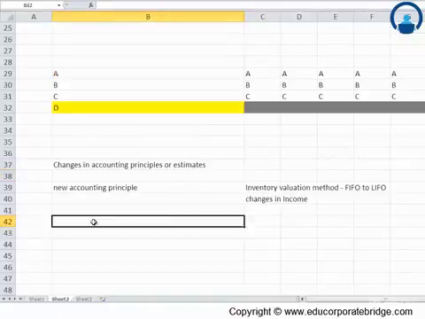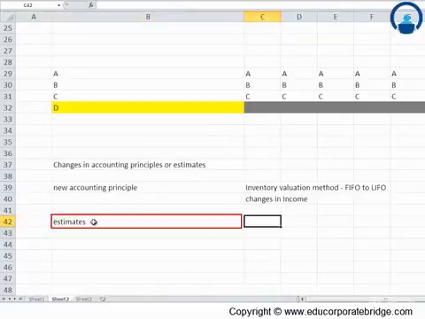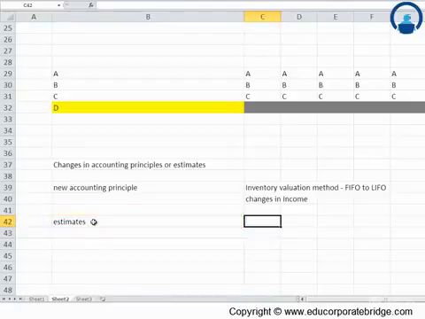The second important thing is the changes in accounting estimates. Estimates are important because the management or the company actually presents financial information on a periodic basis, and these estimates are necessary, and we have seen that estimates also change, not very frequently, but yes, they do change.